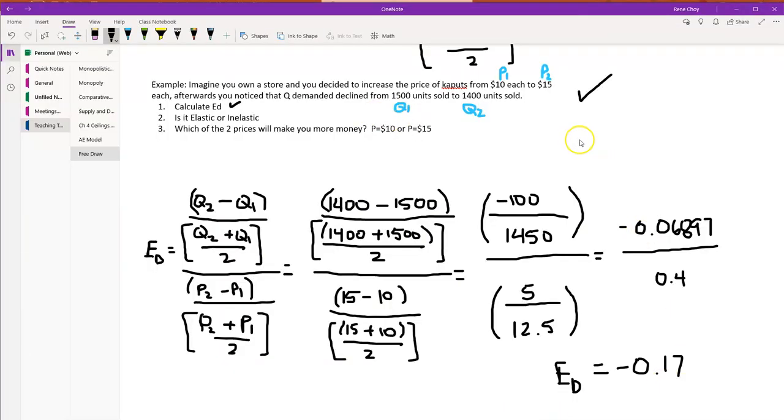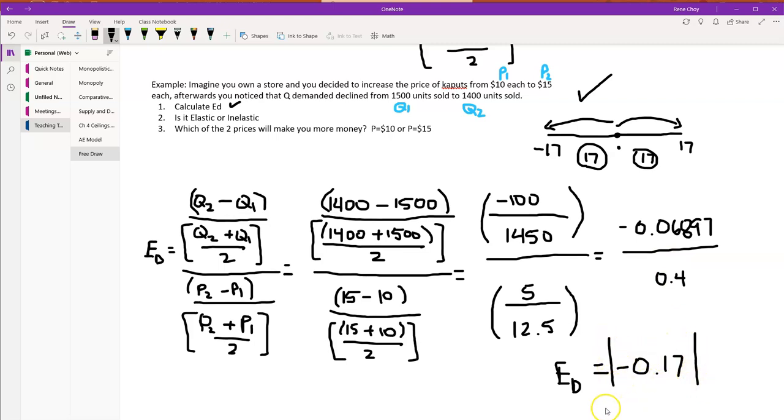Because remember what an absolute value is. The absolute value is the distance between 0 and whatever number you have. So if you're at, say, number 17, then the distance between 0 and 17 is 17. And if you go from 0 to negative 17, the distance is also 17, and that is my absolute value. So the absolute value of negative 0.17 is 0.17.